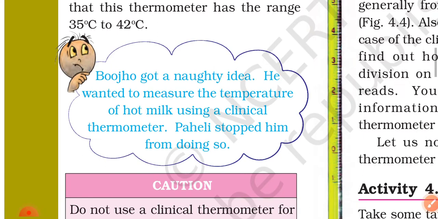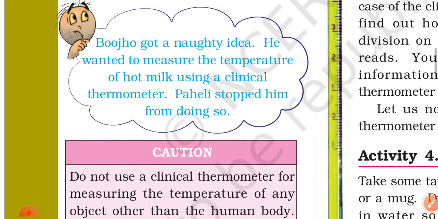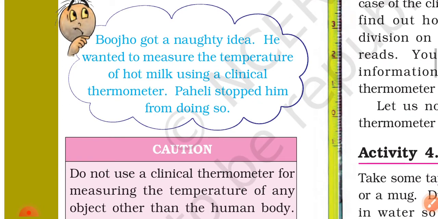Bozo got a naughty idea. He wanted to measure the temperature of hot milk using a clinical thermometer. Paheli stopped him from doing so.